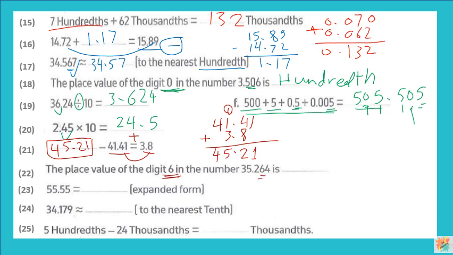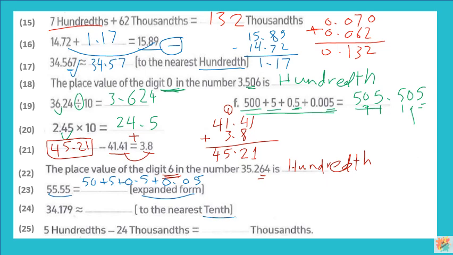Question number 22. The place value of the digit 6. So 6 in which place? It's in hundredths place. Okay. Question number 23. How can we write this number in expanded form? It's very easy. Only write 50 plus 5 plus 0.5 plus 0.05.